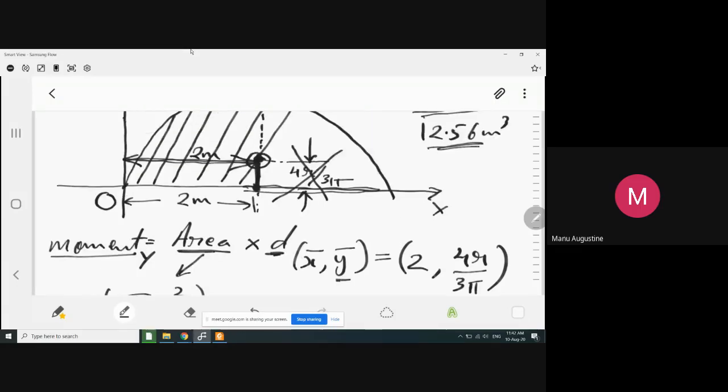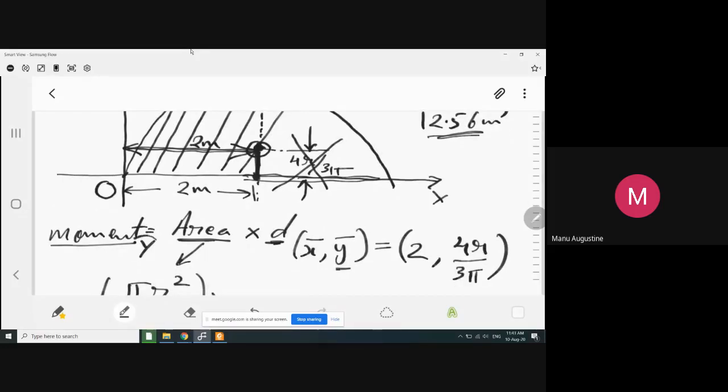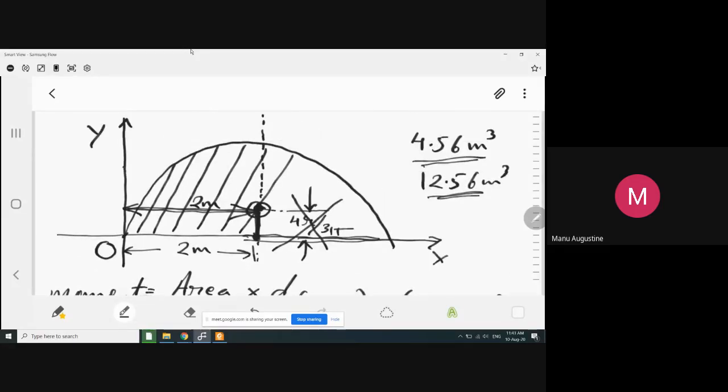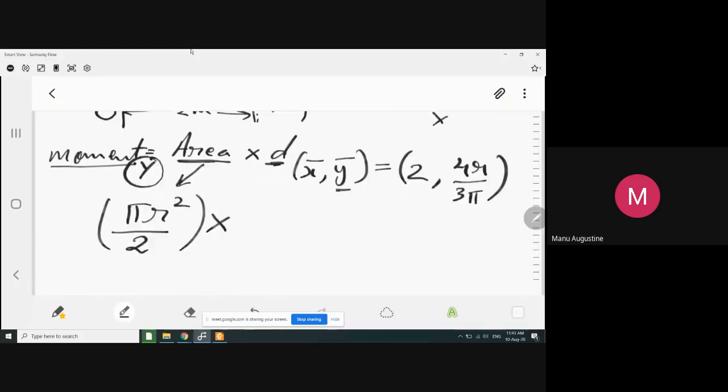Now distance to which axis? We are talking about moment about the y-axis. So you have to simply find the perpendicular distance of your centroid from the y-axis. Now if this centroid is anywhere on this vertical line, you know that this distance remains unchanged. So there is no doubt that the distance d from the y-axis that we are talking about here is nothing but 2. So the moment of the given area about the y-axis is pi r square by 2 multiplied by 2.